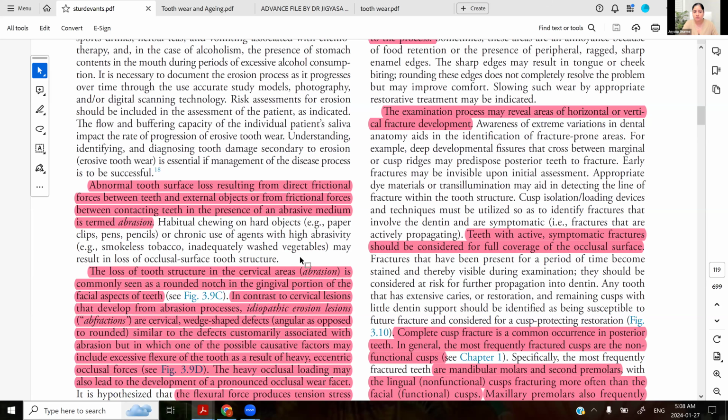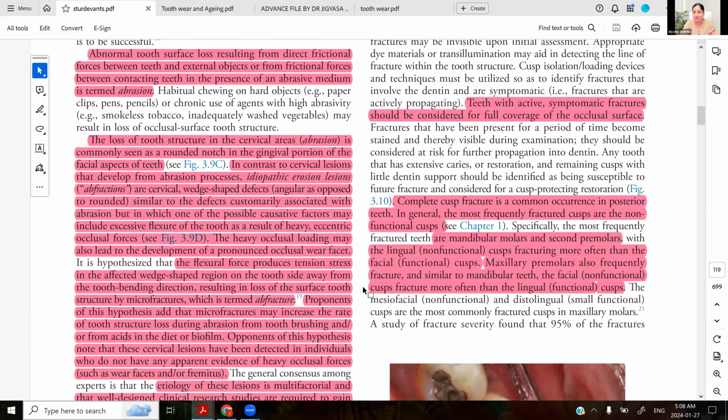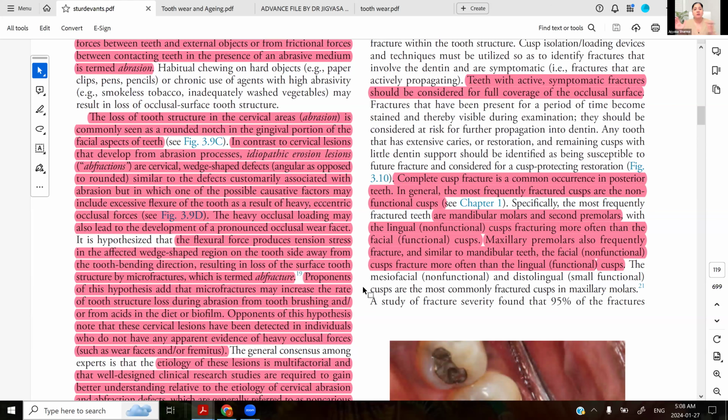So loss of tooth structure in cervical areas is abrasion most likely, right? And it is a rounded notch in the gingival portion of the facial aspects. So how do you distinguish your abfraction versus abrasion? Abfraction is a sharp notch and your abrasion is a smoother notch. Simple. Because abfraction works on your occlusal forces, there is no third force to smoothen the enamel notch, but toothbrushing smoothens the enamel notch. So smoother cervical abrasions and sharper cervical lesions are abfractions, right? So that also makes sense for everyone.